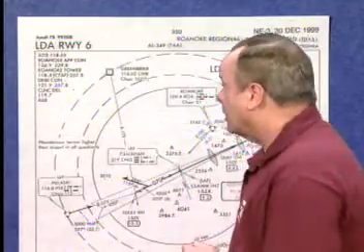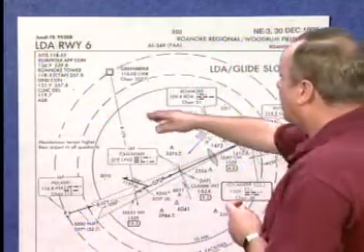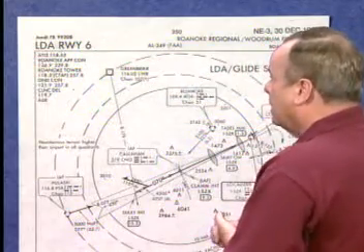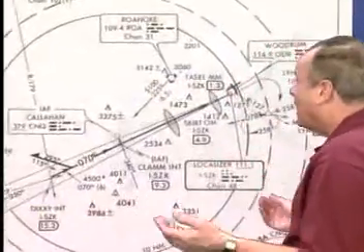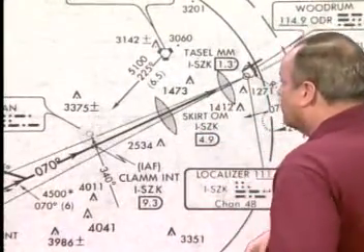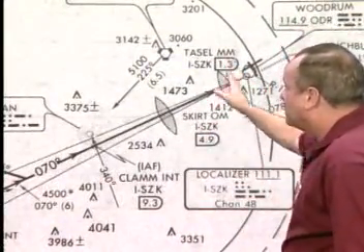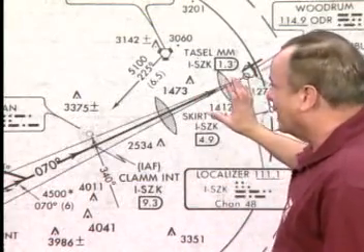For instance, let's take a look here at Roanoke, Virginia, to the LDA Runway 6 approach. Now, this approach has everything an ILS does. It has a glide slope, it has outer and middle markers, it has DME on the localizer frequency. You name it, this approach has got it.